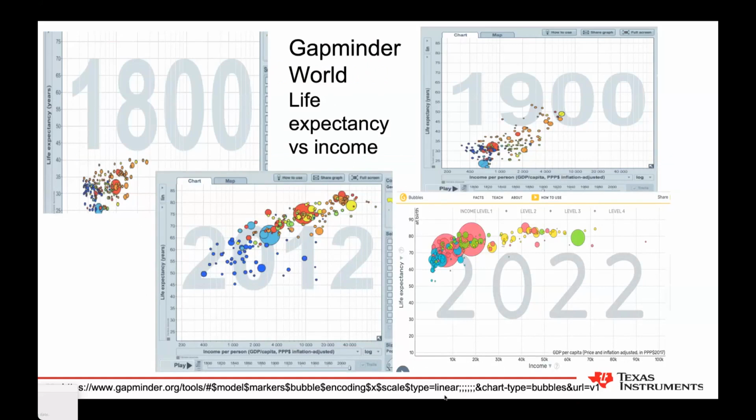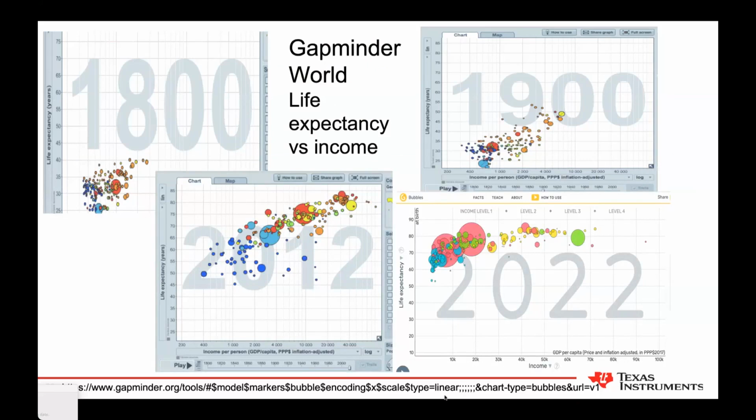And these next couple of slides are just to show you the things that I always look for, when I can find things in the real world that match what I'm doing in my math class. And so Gapminder, I don't know if you've heard of Gapminder, but you can just Google Gapminder. And this is a graph of life expectancy versus income. And it starts in 1800 and it goes to 2022.